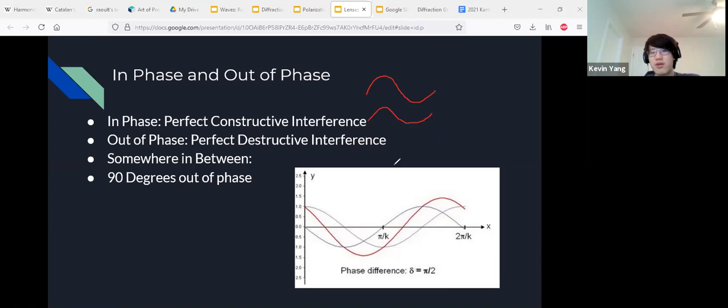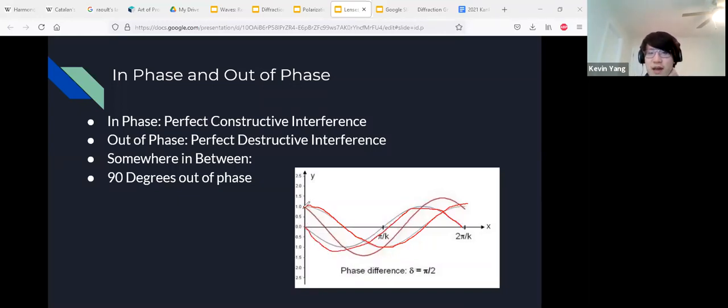But there's also somewhere in between, right? So here you see some 90 degrees out of phase. You don't really have to know what these degree measures mean for in phase and out of phase. But as you can see here, these aren't perfectly opposites of each other, but they aren't perfectly adding up with each other, right? So we have this wave, and they're adding to create the third wave.